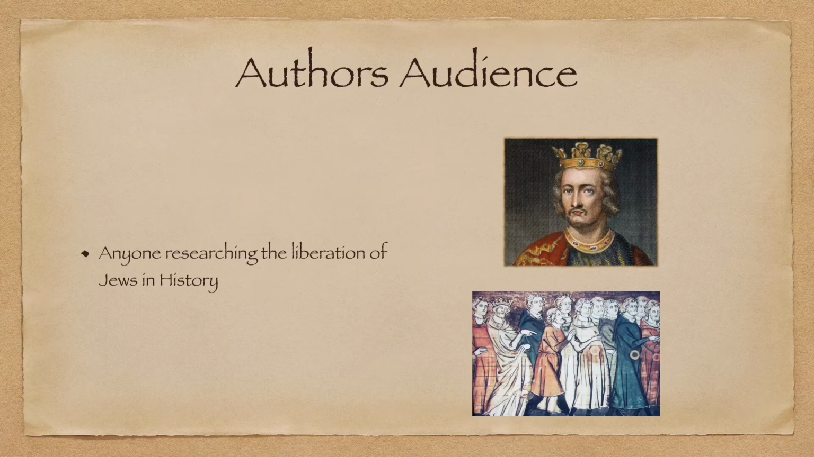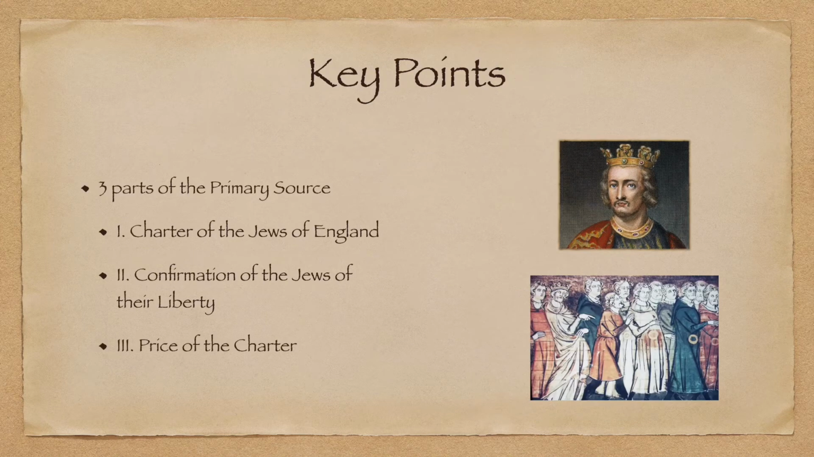So the author's audience. I feel that the audience can be anybody who's doing research on liberation of Jews in history. This source is documented or written liberation of the Jews of England and Normandy. It is a perfect source to use, for it's a primary source and has the laws that liberate the Jews of this time. So key points of the primary source are pretty much the outline of the primary source.